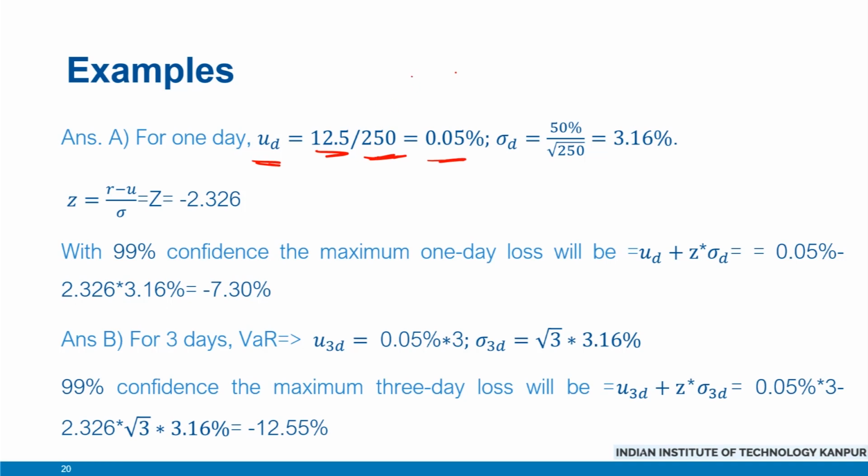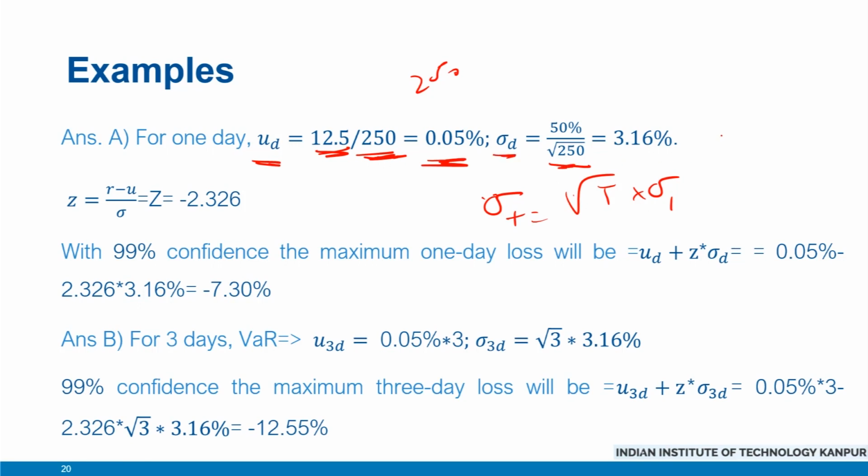Why did we divide by 250? Because there were 250 trading days in the year. So we divided 12.5% by 250 to get 0.05%. The computation of standard deviation from annual to daily is not as simple. The formula for any periodicity is sigma t equals square root of t into sigma for one period. So here the period is a total of 250 days.